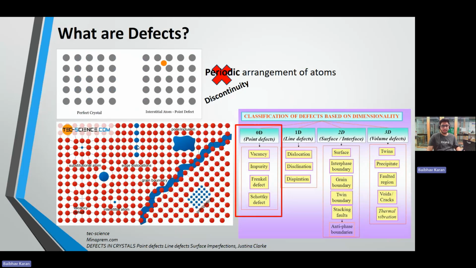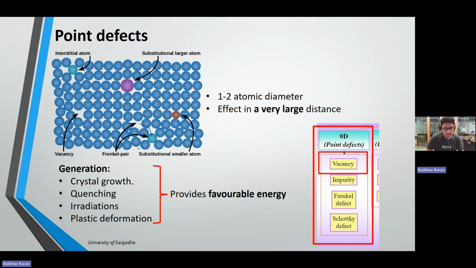So what are these defects? First, let us define what a point defect is. A point defect, or zero dimension defect, means there is a defect at a particular atom site or lattice site. For example, an interstitial atom, a foreign atom, is present in place of a lattice site. This is known as an interstitial atom or substitutional atom. The lattice position is replaced by a foreign atom, which is known as a substitutional larger atom. Or it can be that the lattice site is vacant, that the atom which should be present in the lattice site is absent. That is known as a vacancy defect.